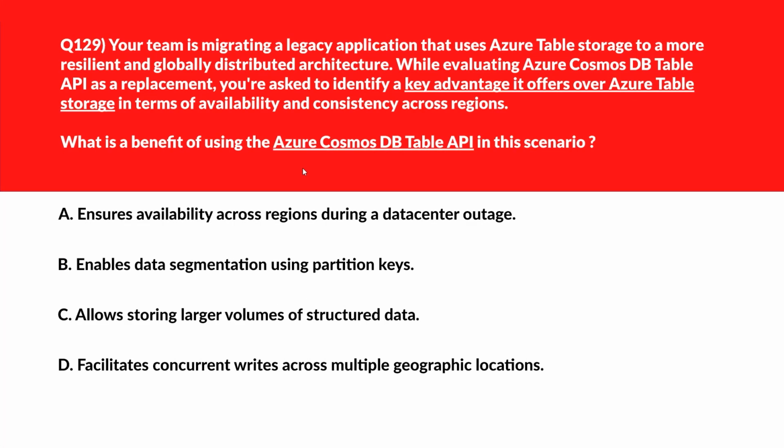Alright, now let's look at this question. This is about Azure Cosmos DB table API. Option E says ensures availability across regions during a data center outage. Regional failover is available in Cosmos DB, but it's a built-in feature of the overall service, not something exclusive to the table API. Wrong answer. We'll move to now option B.